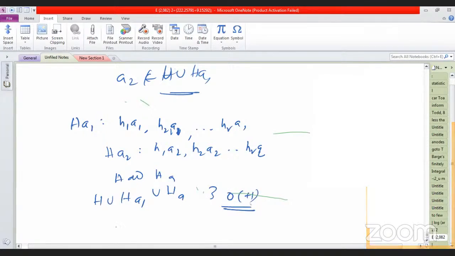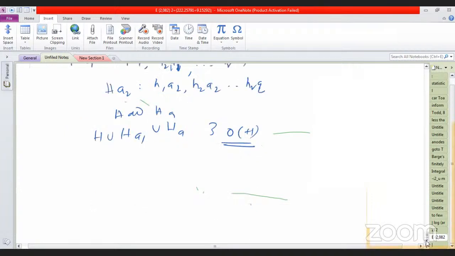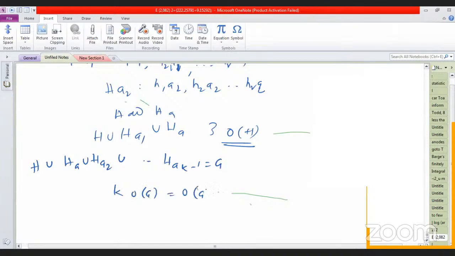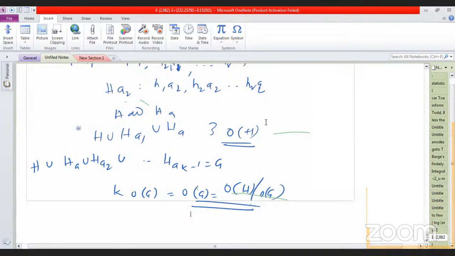Yes, sir. So therefore, HA3 means it's 4 order of H or not? Yes, sir. Then it is finite or not? Yes, sir. So we can take that further step. H union of HA1 union of HA2 union of HAK minus 1 is equal to G. So K order of H is equal to order of G, so K is equal to order of G by order of H. So this is Lagrange's theorem. I think all of you understood.